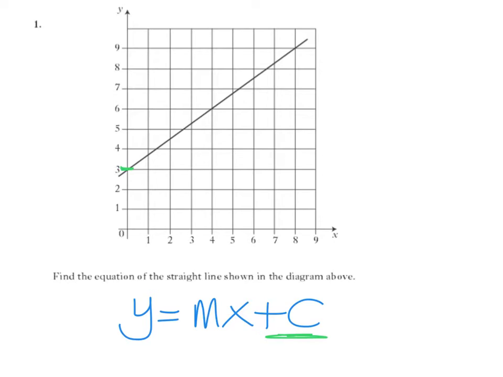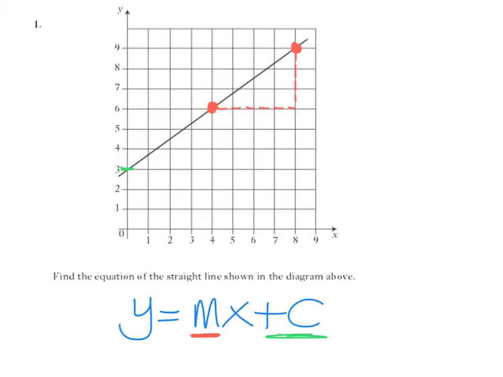What we also need, as we mentioned, is m, the gradient. And since we have our grid, we can achieve that by picking 2 points on the line and making a triangle. So we'll choose this one here and this one here, which allows us to draw a right angled triangle. With the right angled triangle, we can clearly see the vertical height of the triangle and the horizontal distance.